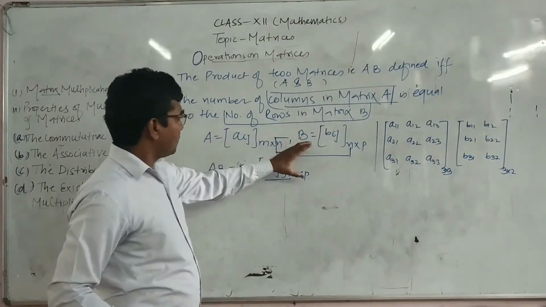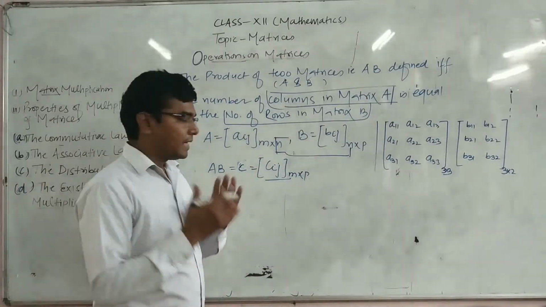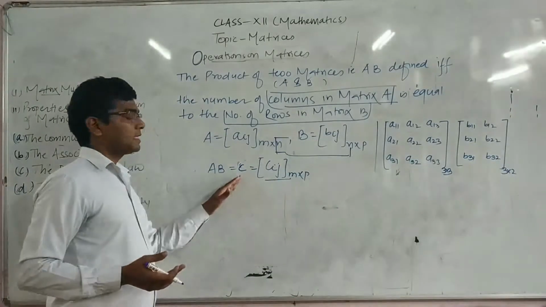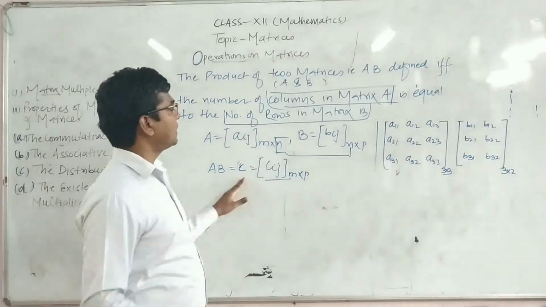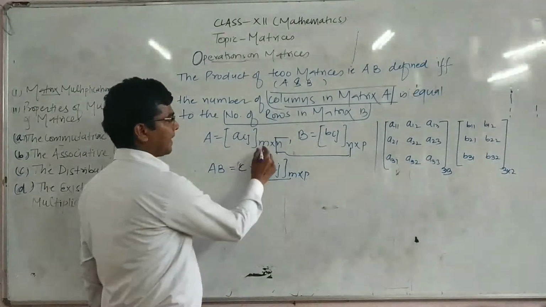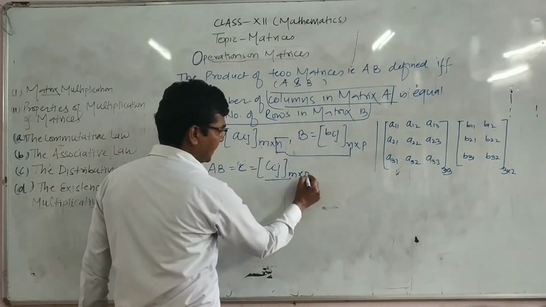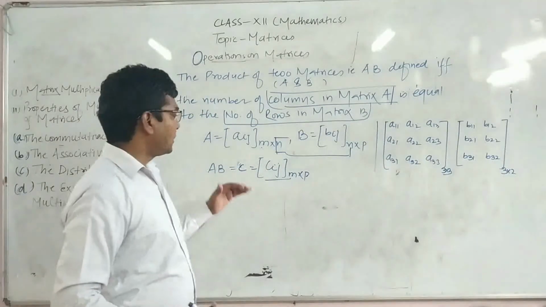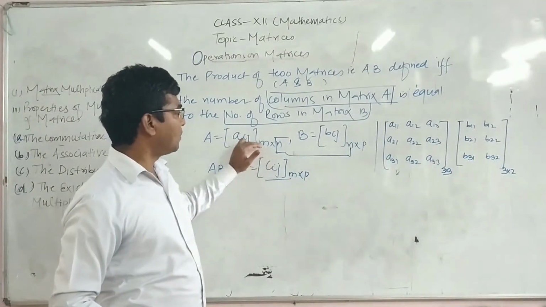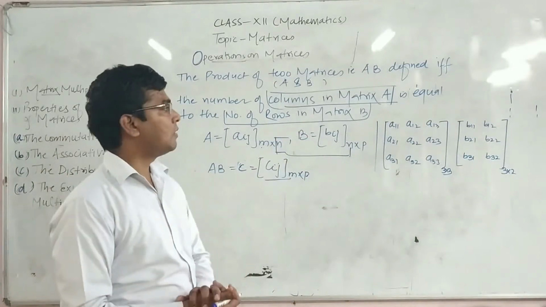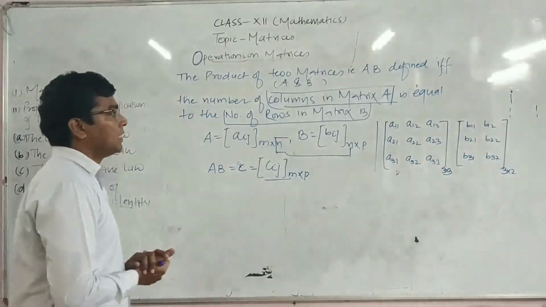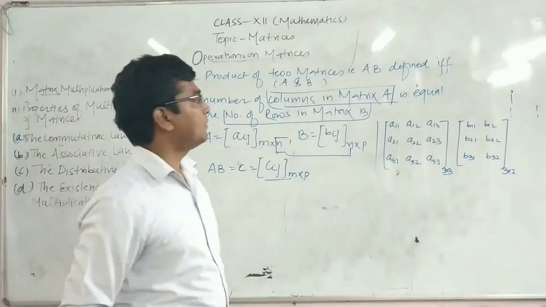Now, if you multiply them, you will get a third matrix. You can name that matrix C, and the order of that matrix will be m by p. So the new matrix will be of order m by p. Now, how can we multiply? Let us see with the help of an example.